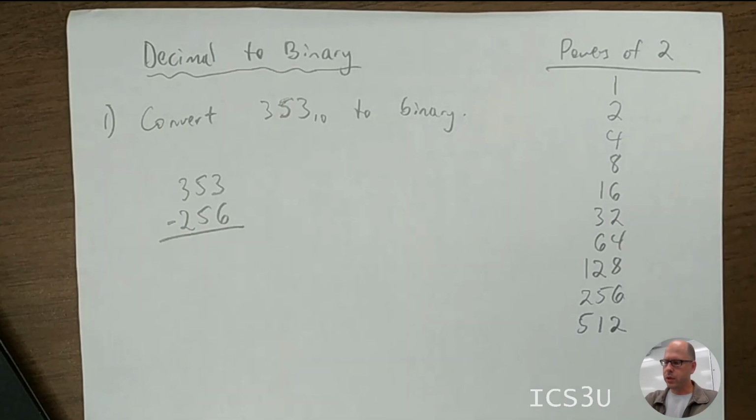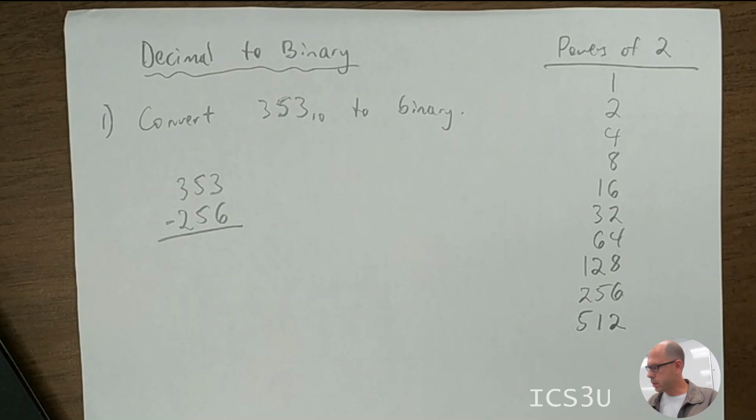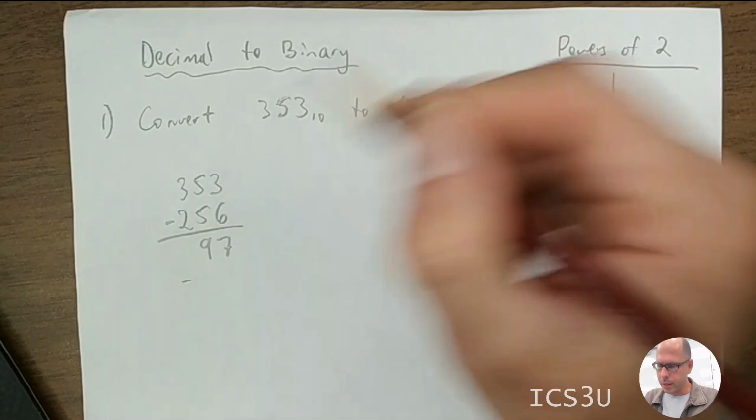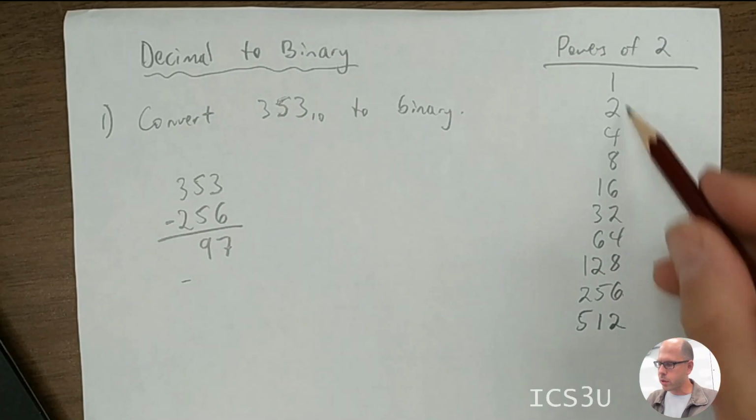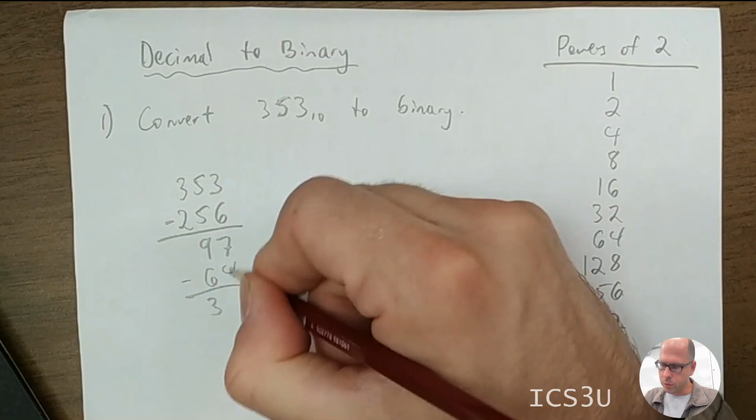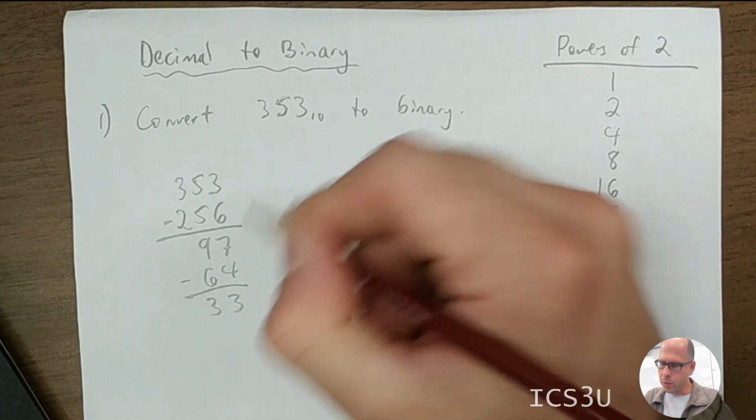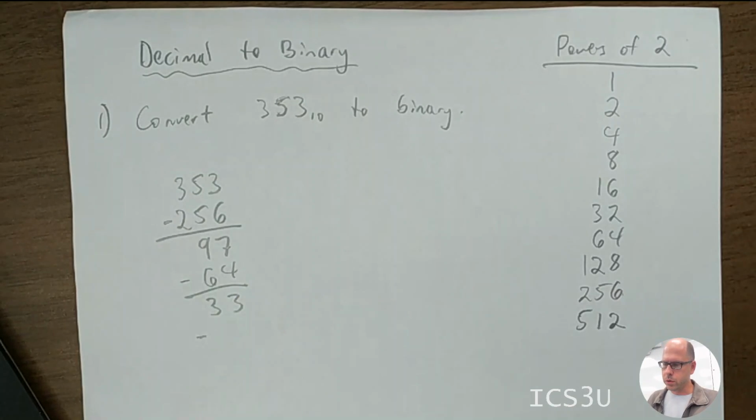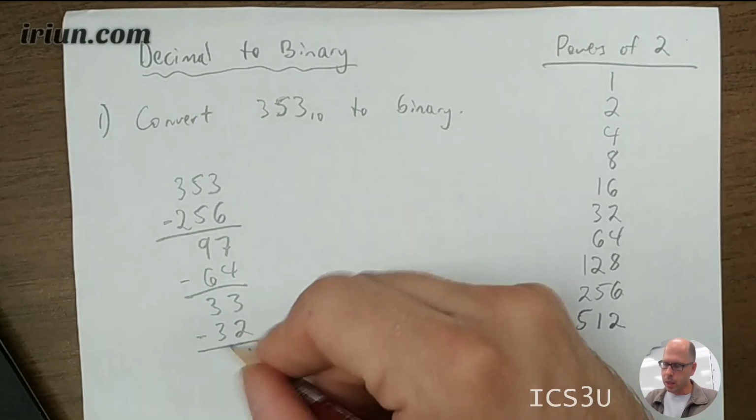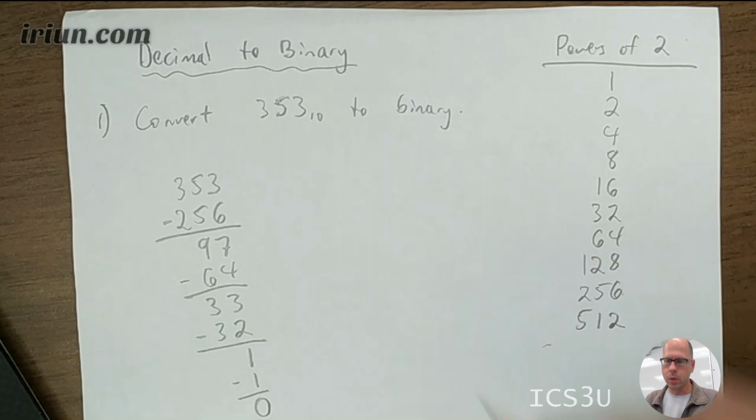Okay, so 353, take away 256, we get 97, and feel free to use a calculator. 97, take away the largest number on the table without going negative, 64. So we have 33. So far we've used 256 and 64 from the table. 32 is the largest number that we can use now. We're left with 1. And don't forget to go all the way to 0.